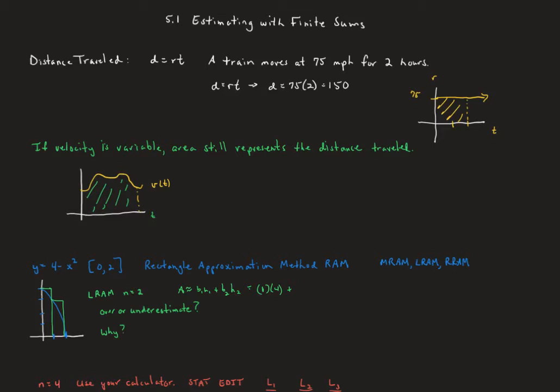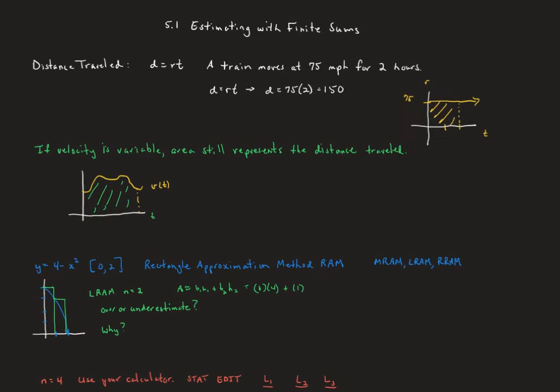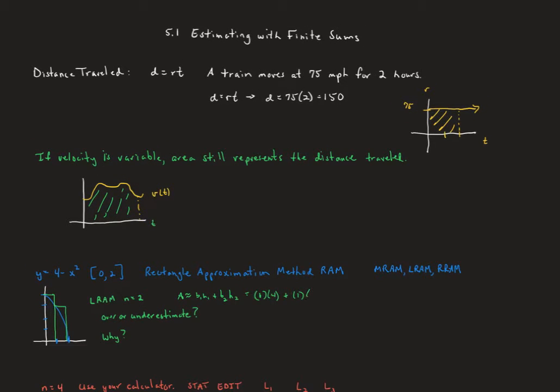The second rectangle has a base also of 1. That's the width of that rectangle, or our delta x, and the height will be the function evaluated at 1, which is 4 minus 1 squared. And so we would get 7 as our approximation to the area.